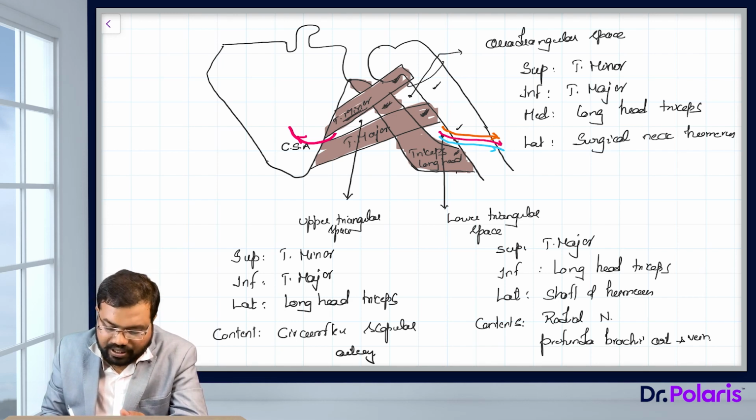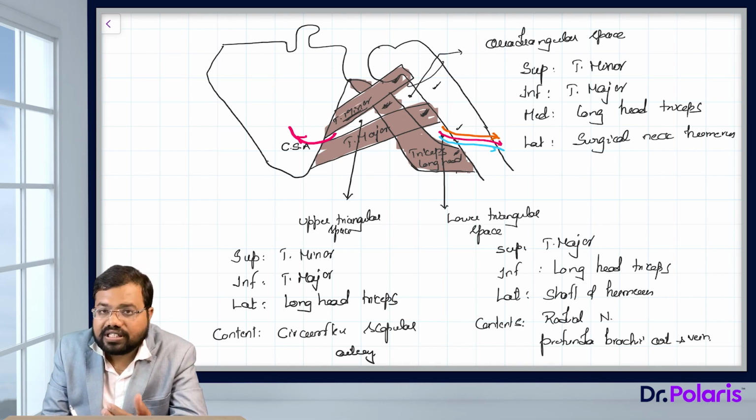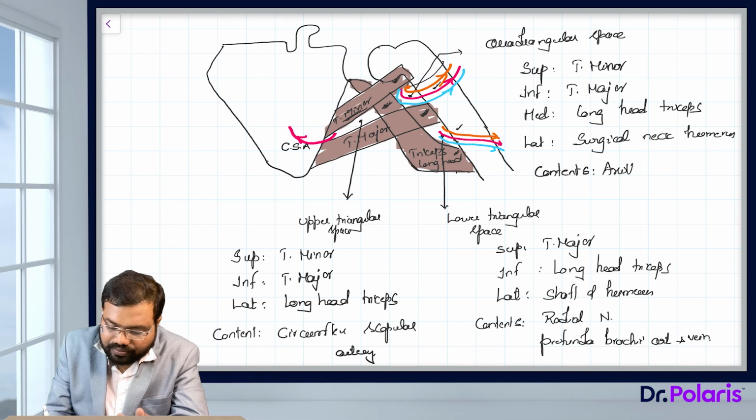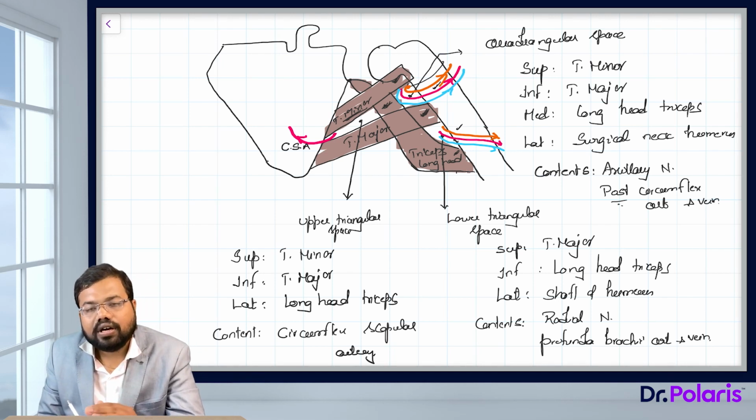Coming to the quadrangular space, what is related to the surgical neck of the humerus is the axillary nerve, which winds around it, and also the posterior circumflex vessels. The contents are the axillary nerve and the posterior circumflex artery and vein. So these are the contents of the different intermuscular spaces present in the scapula.